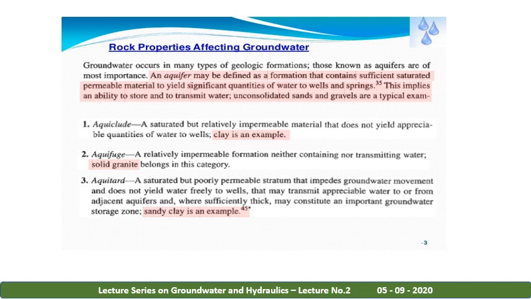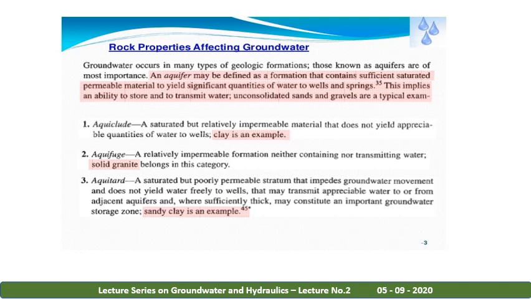In this, we have different types of formations like aquiclude, aquifuge, and aquitard. The aquiclude is a saturated but relatively impermeable material that does not yield appreciable quantities of water to wells. Example, clay. Say, for example, if you have an impermeable rock layer lying above your groundwater table, that is called an aquiclude.